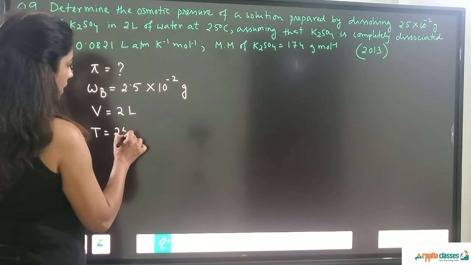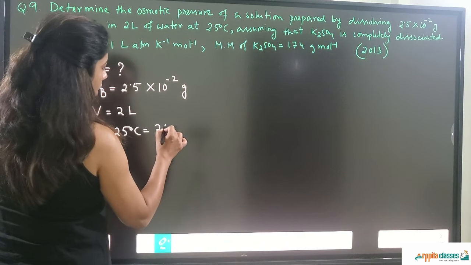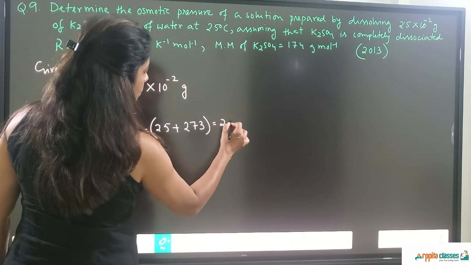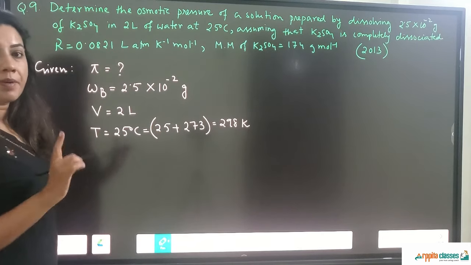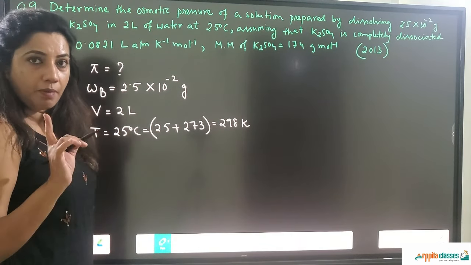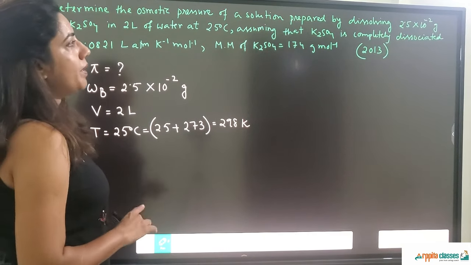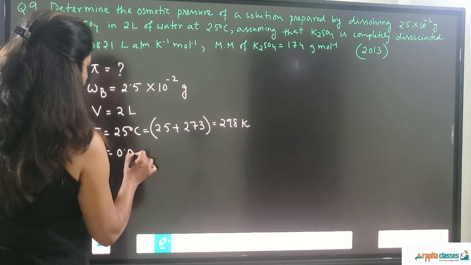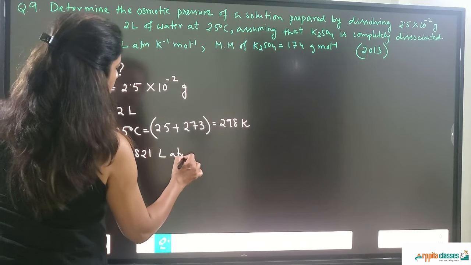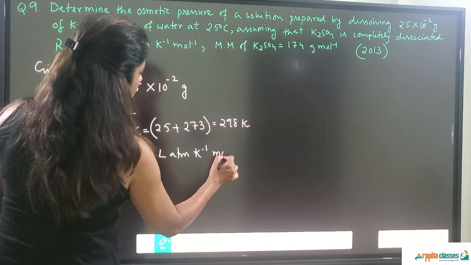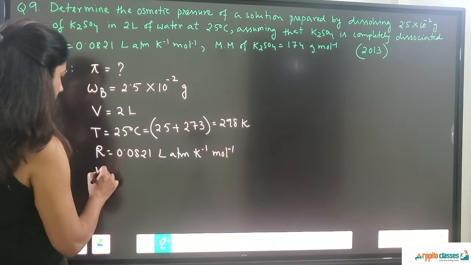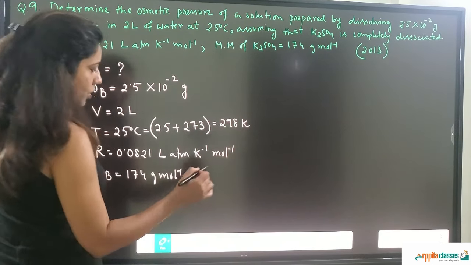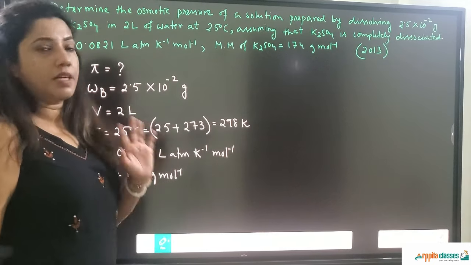So T is equal to 25 degrees Celsius, which is converted into Kelvin: 25 plus 273 is equal to 298 Kelvin. In chemistry, you have to always take the temperature in Kelvin, remember, while doing the numericals, okay? Assuming that K2SO4 is completely dissociated, R is given as 0.0821 liter atmosphere Kelvin inverse mole inverse, and molar mass of K2SO4 is given as 174 gram per mole.